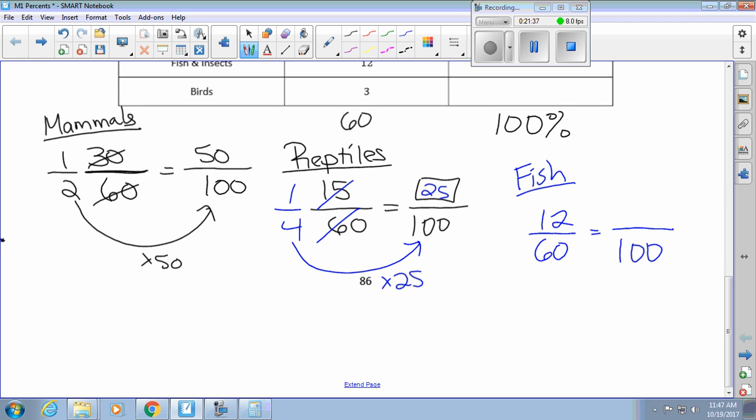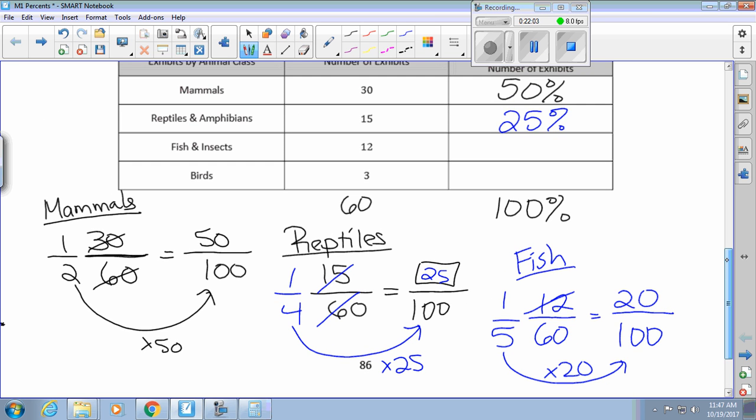Emma? 1/6? Nope, you're close. 1/5? 1/5, yeah, because 12 times 5 gives us 60, so this is going to be 1/5. Good? All right, we're looking for that connection. 5 times what will give us 100, Michael? 20. Very good. Times 20. 1 times 20, toughest math problem of the day, is 20. Yep. So 20 out of 100 is what percentage? 20%. Very good.